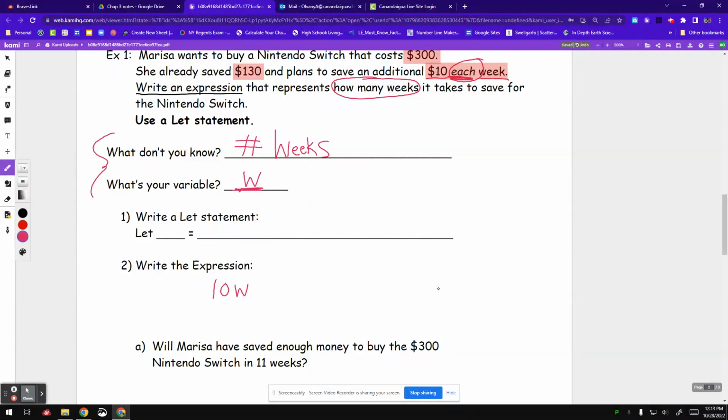This right here is what you're thinking in your head, because when you're asked to write a let statement, you take what you're thinking in your head and do this. Let W equal the number of weeks. You have now defined that you are using W. This is called defining a variable. It's not just W. W is representing the number of weeks.